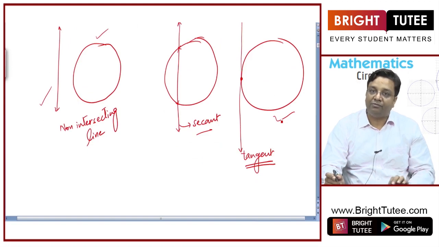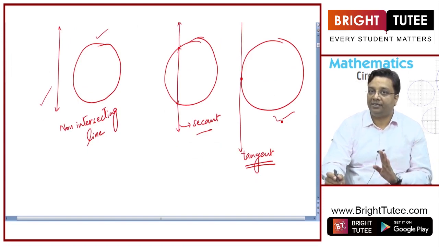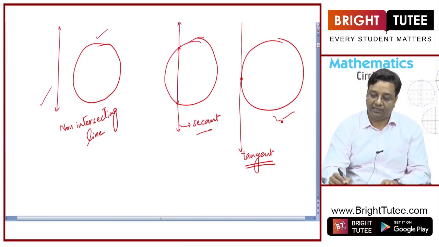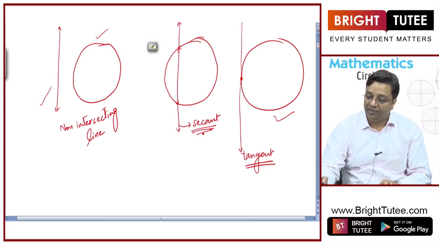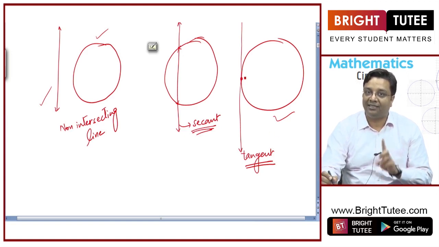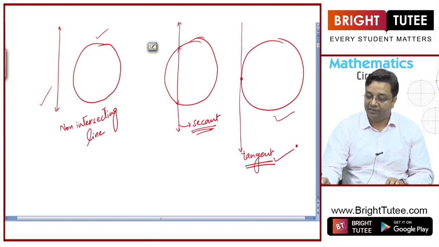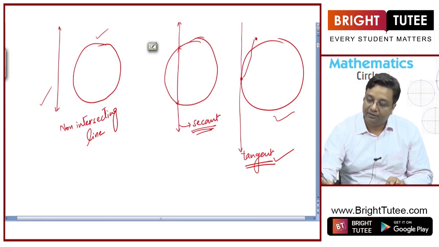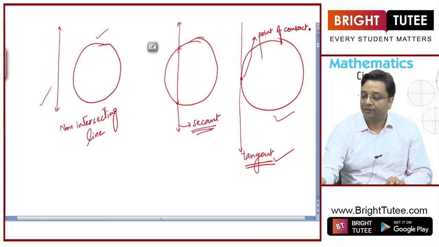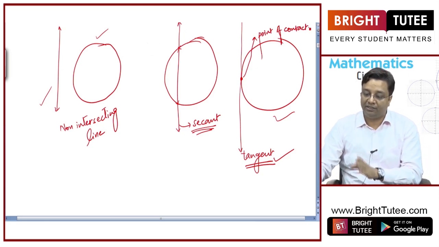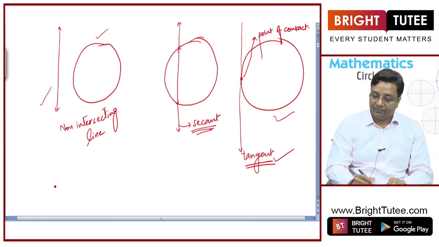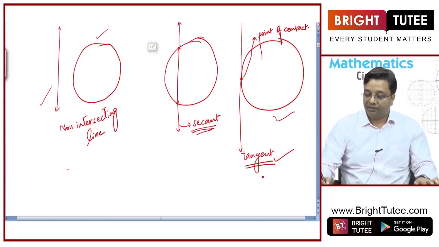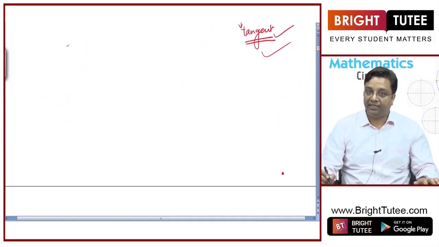So what are the maximum points of intersections of a line and a circle? 2. And if that happens, the line intersects the circle at 2 points, that line is known as secant of the circle. If the line touches the circle at 1 point, then this line is known as tangent, right? And this point here is known as point of contact, right? Where the tangent touches the circle is known as point of contact. Okay, so this is my tangent. We will study about tangent in detail in this chapter.